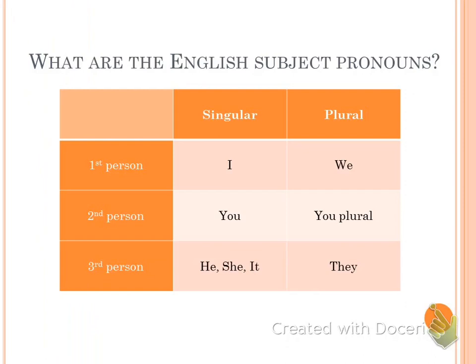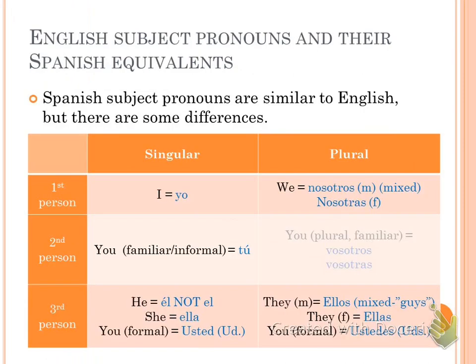So fancy grammar terminology tells you that the first person singular is I, second person singular is you, third person singular is he, she, or it. First person on the plural side, we; second person plural, you, plural; third person plural, they. In English, we just have the one you. In Spanish, there are different yous, and we're going to focus more on the yous in just a second. But these are your subject pronouns in Spanish.